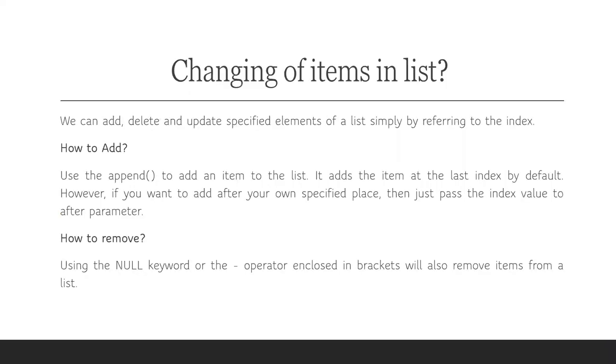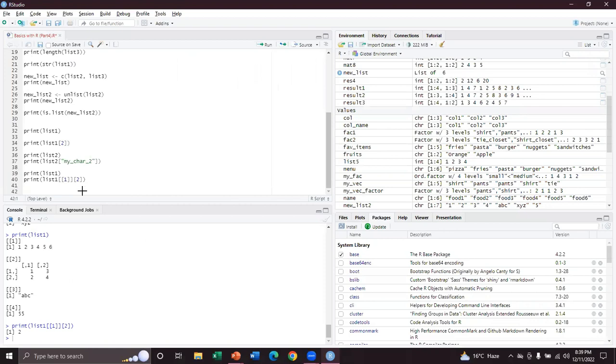Now, what if you want to change the items inside a list? We can add, delete, and update specified elements of a list simply by referring to the index. Now, first of all, we will see how we can add an item. So that's quite simple. All you have to do is to use the append function to add an item to the list. It adds the item at the last index by default. However, if you want to add after your own specified place, then just pass the index value to the after parameter. Let's do some implementation to see how it works.